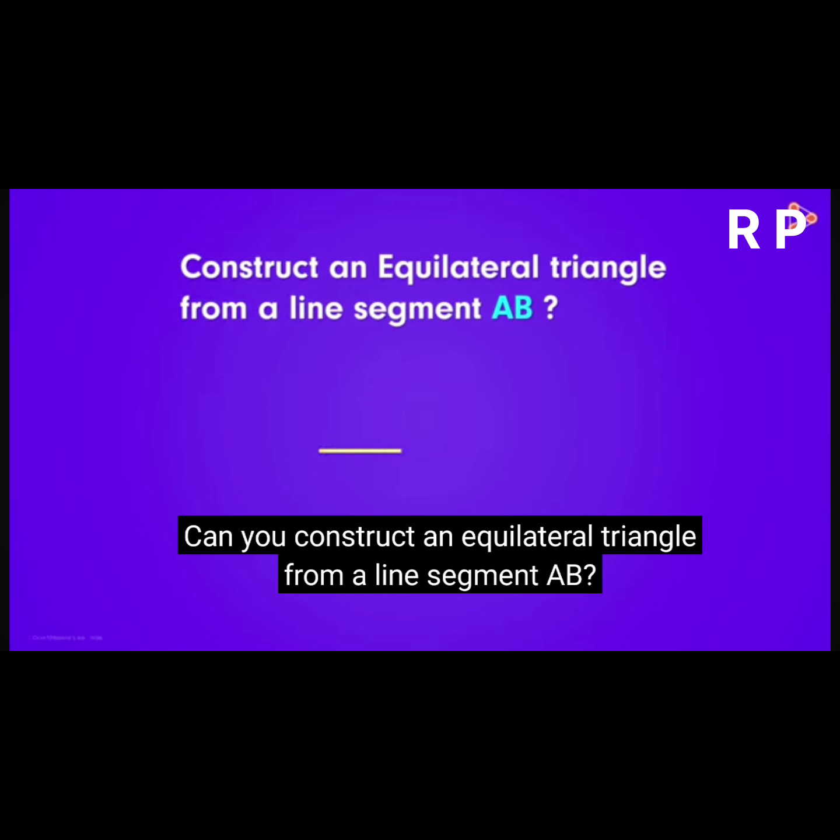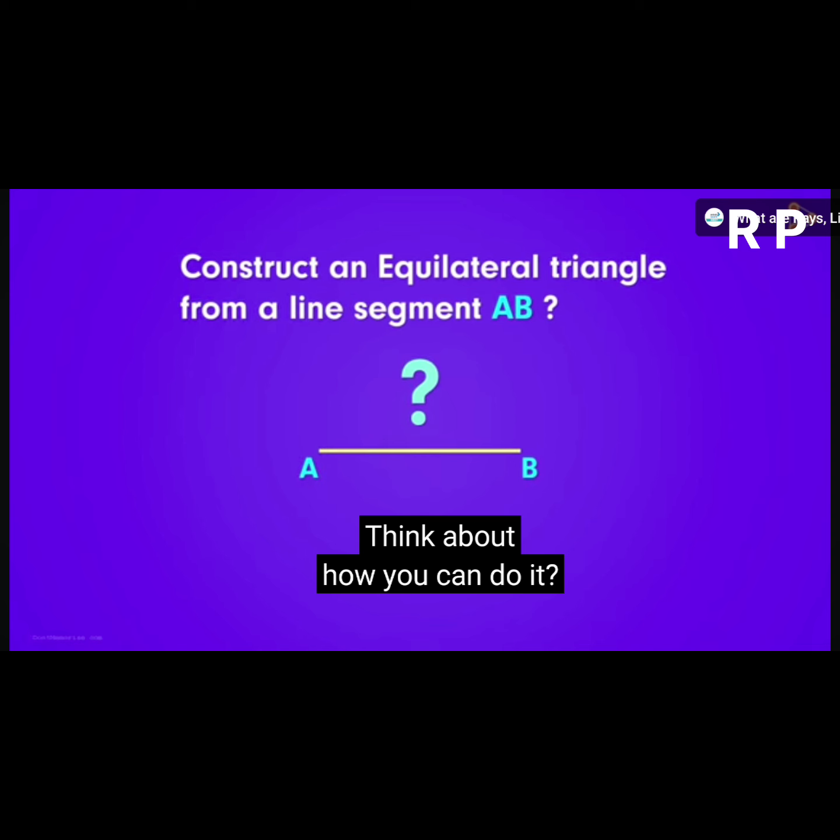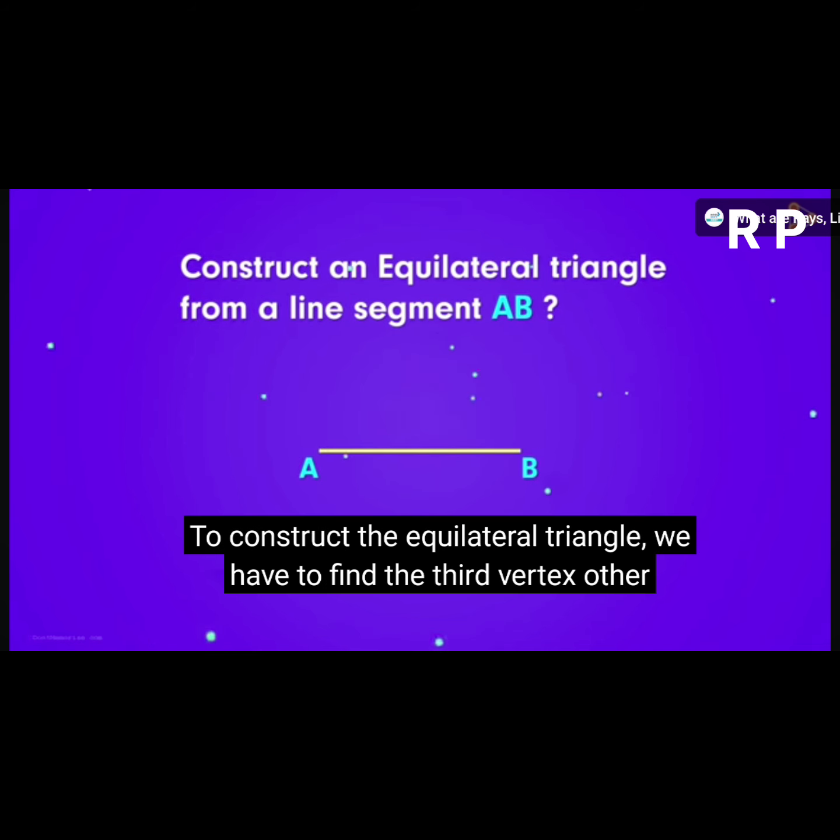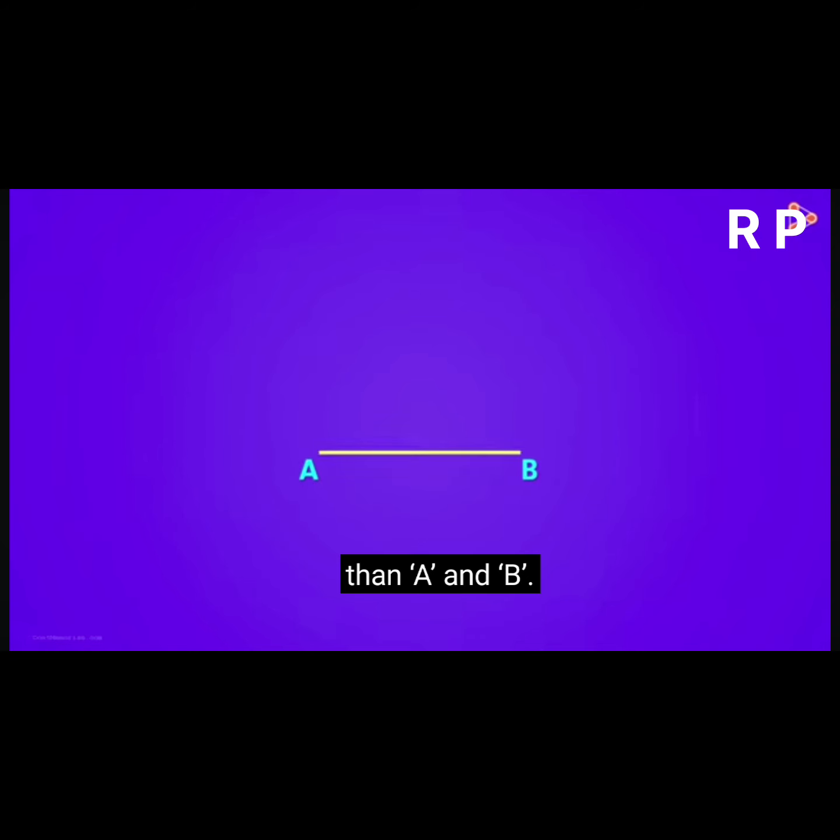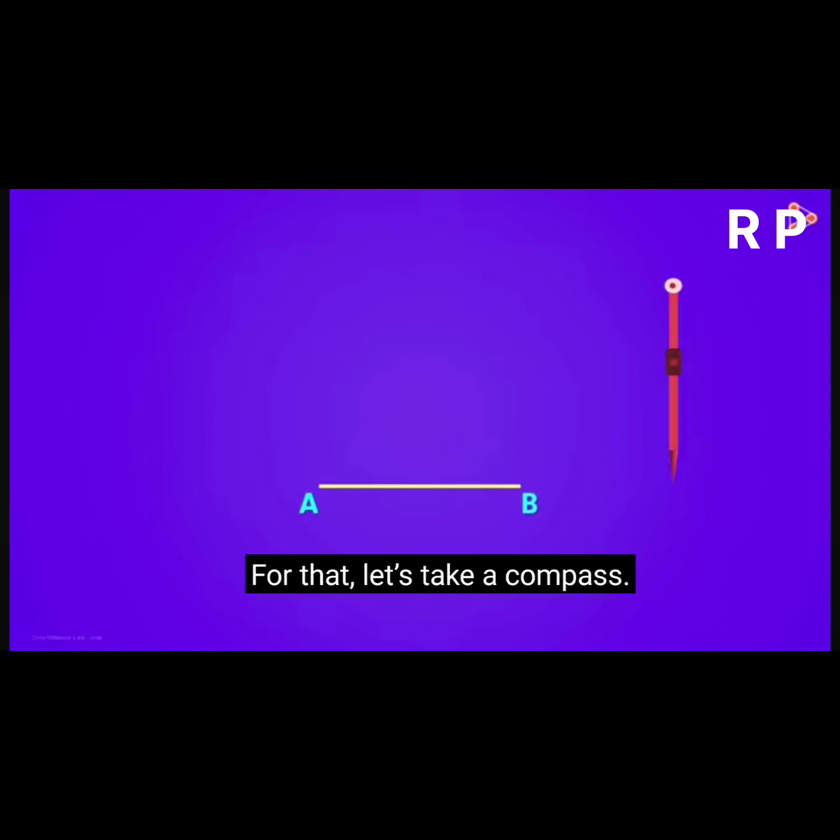equilateral triangle from a line segment AB? Think about how you can do it. To construct the equilateral triangle, we have to find the third vertex other than A and B. For that, let's take a compass.